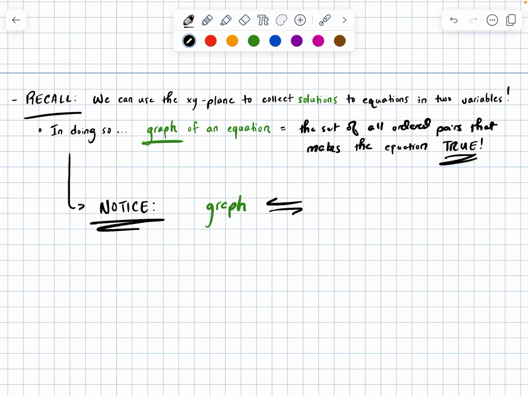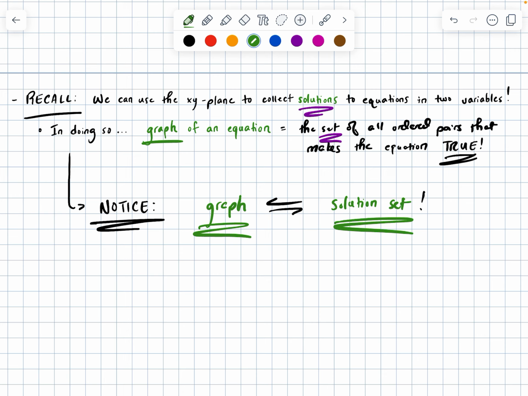Oftentimes mathematicians tend to forget this. But if a graph is just me putting all of my solutions there, what is the graph actually? It's the relationship of your x and y. Yeah, it's the collection of everything that makes it true. In other words, it is the set of my solutions, which means at the end of the day, the graph is just a visual representation of the solution set.